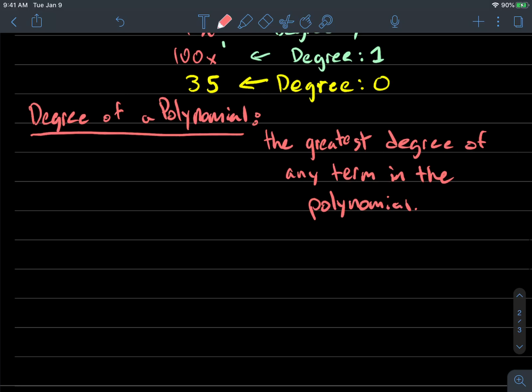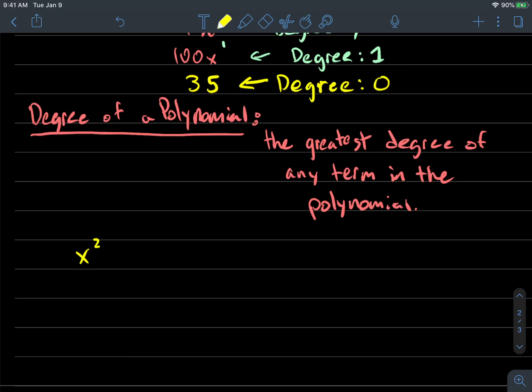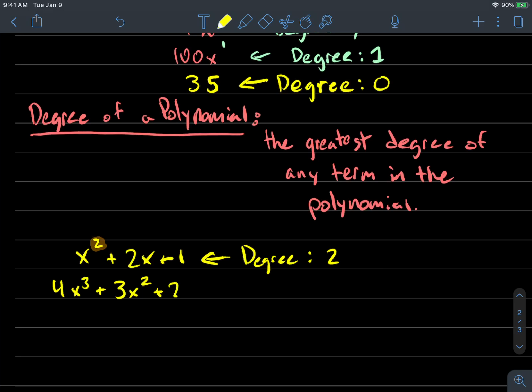All right. So let's say we have the following. We have x squared plus 2x plus 1. The degree here is 2, because of this 2 right here. If we have 4x cubed plus 3x squared plus 2x plus 1, the degree here is 3.